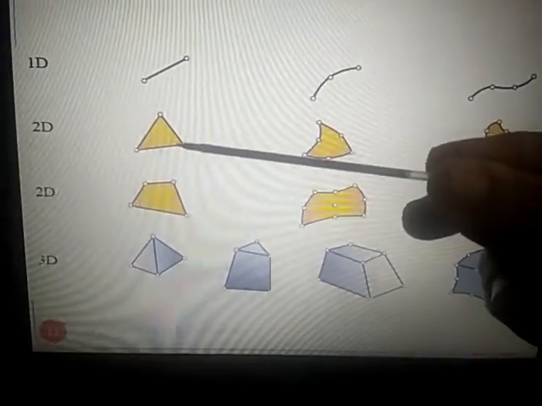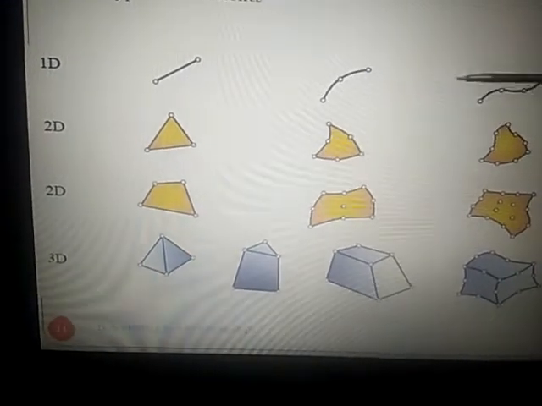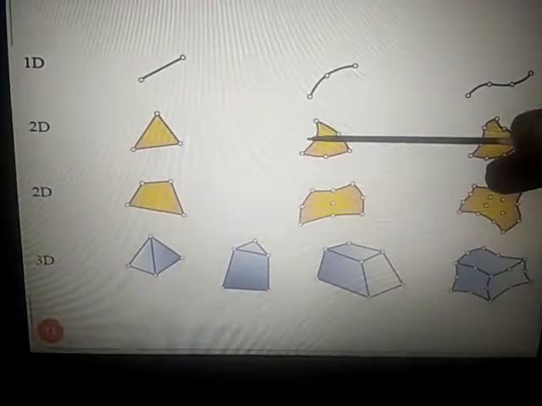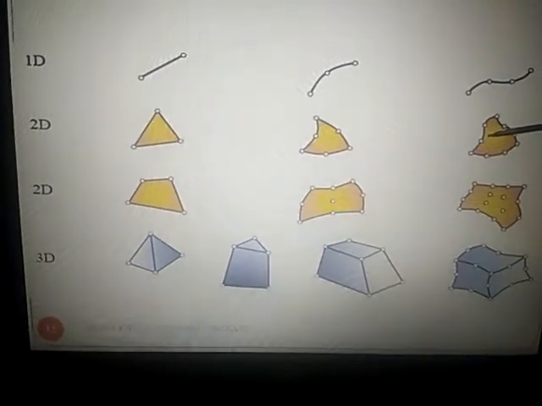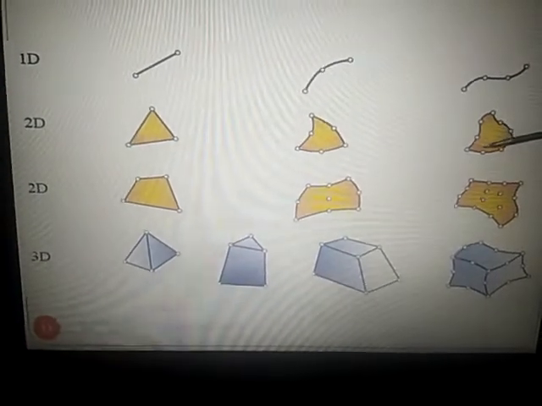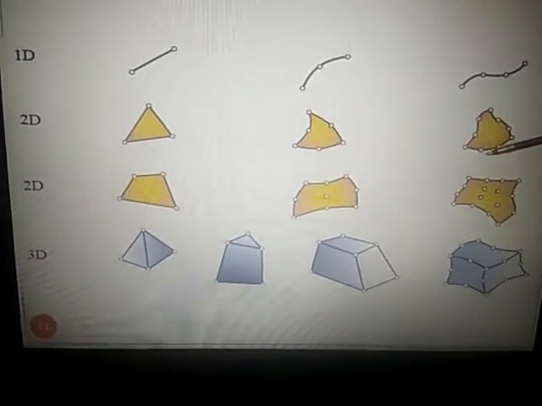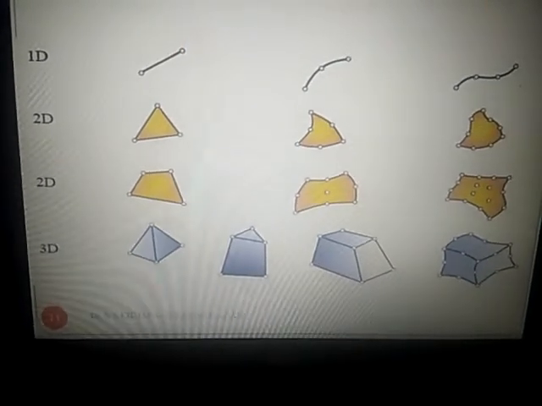That is 3D, 3 nodes, triangle, linear. This is with curved boundary with intermediate nodes, with 2 intermediate nodes in each curve. There will be totally 1, 2, 3 plus 2, 2, 2. 2 into 3 is 6. 6 plus 3 is 9.